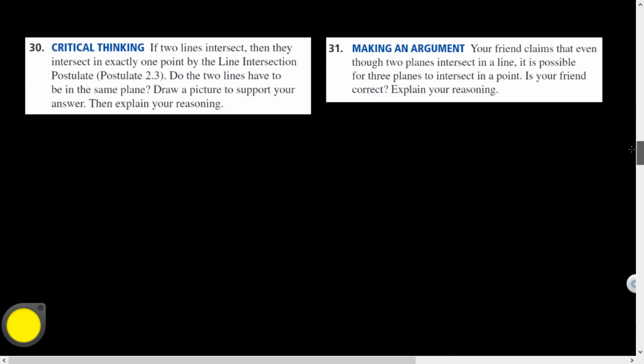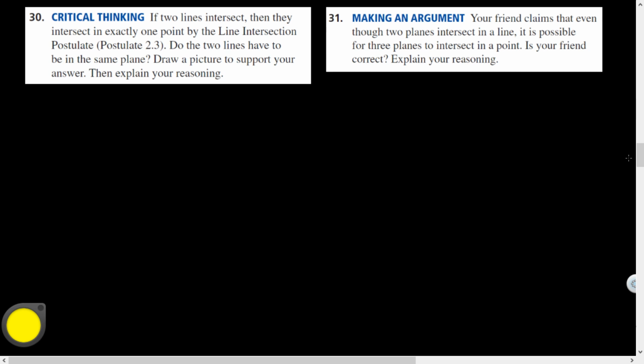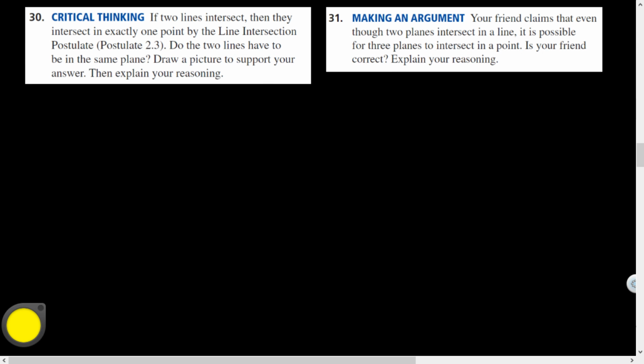Let's see, how about these ones? Critical thinking. Oh dear, my goodness. Whoop, flickering here. I was going to pull up a diagram from the book because I thought it was pretty good. But maybe I'll draw it. Actually, yeah, I super can draw that.